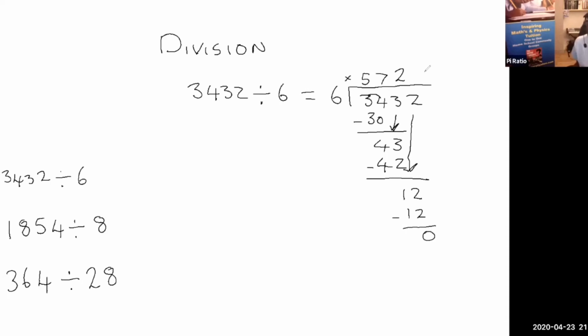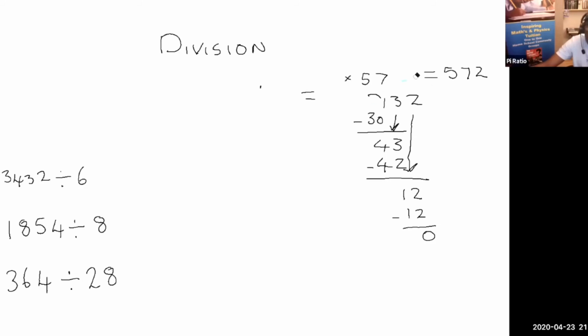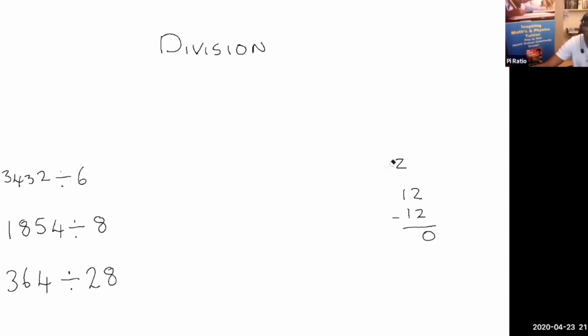So your answer is equal to 572. Regardless of the amount of numbers you've got in the bus stop, makes no odds. The process is exactly the same. So that was question number 3. We will clear the debris from question number 3, and we will get rid of question number 3. Now let's look at question number 4.